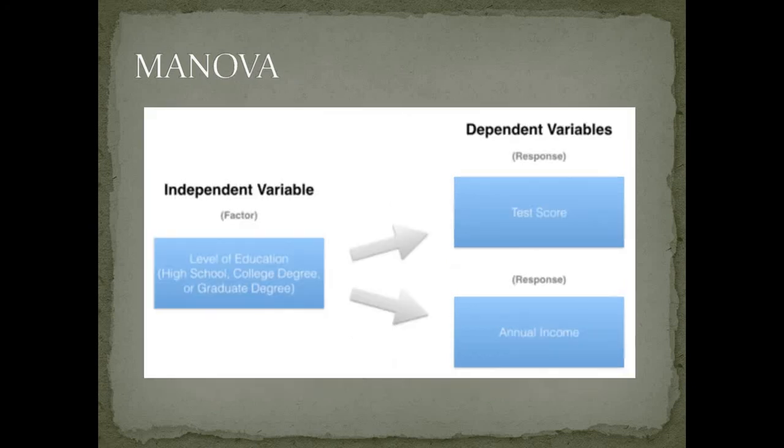Let's move on to MANOVA. Now MANOVA, what is this? Let's see. Again, the same thing, we can see the independent variable is just one, and that has categories. In this case, a high school, a college degree, or a graduate degree. And what we want to know is whether the level of education has any effect on the test scores and annual income. So again, the same thing. Independent variable is just one. Dependent variables are still two. Dependent variables are continuous in nature. The independent variable is categorical, which has some categories, non-metric in nature. Such a situation is handled by MANOVA.